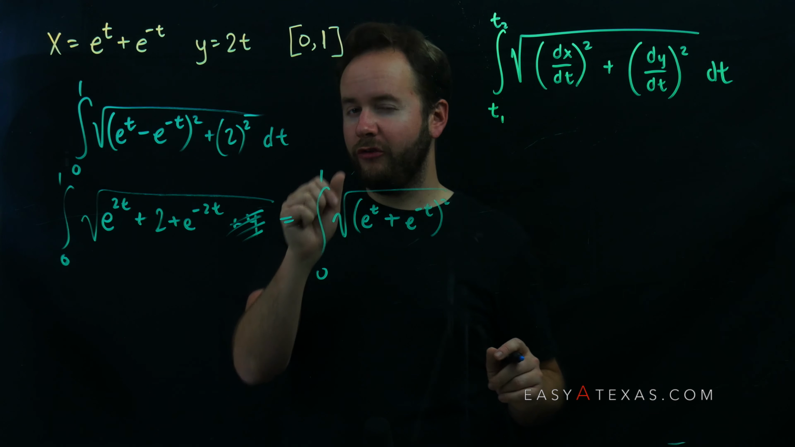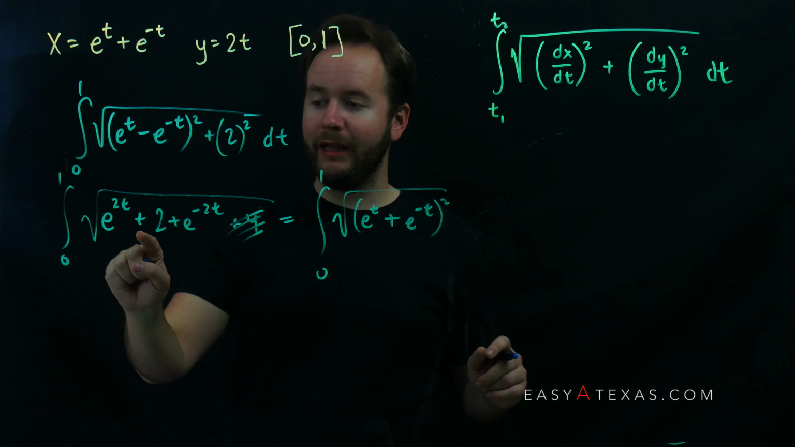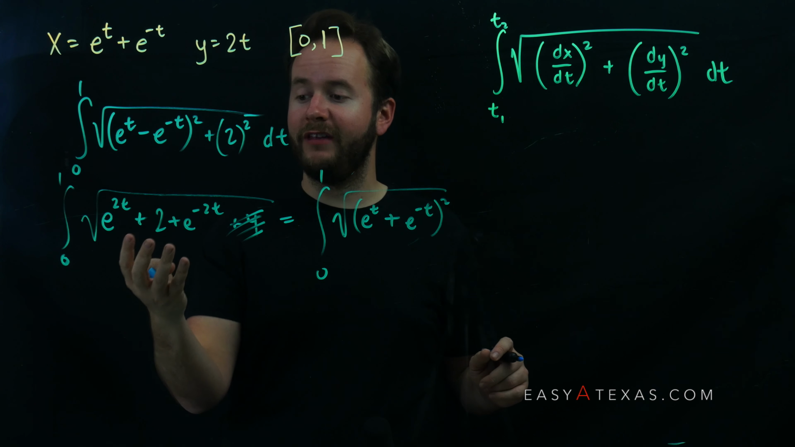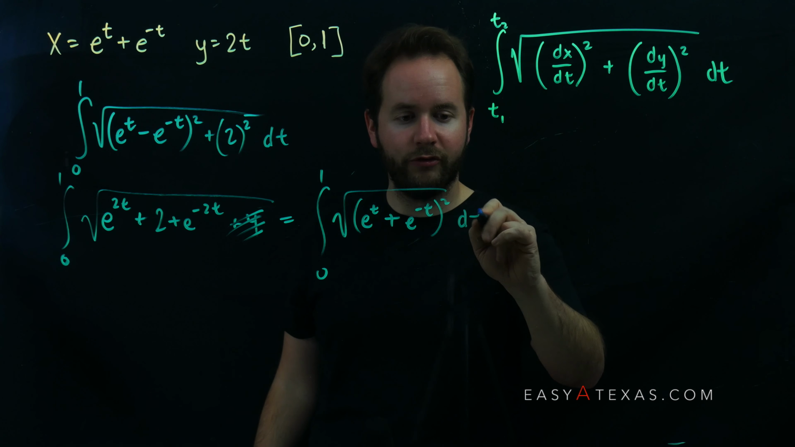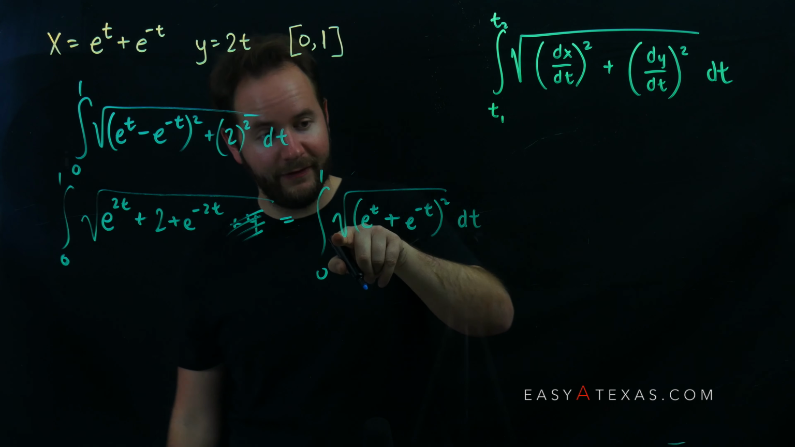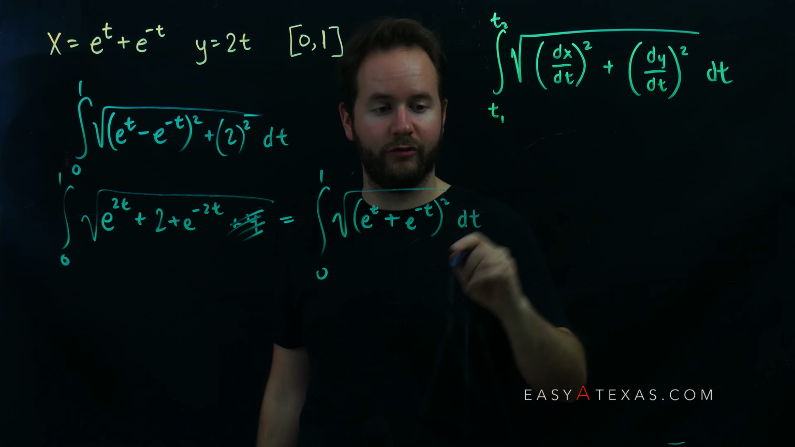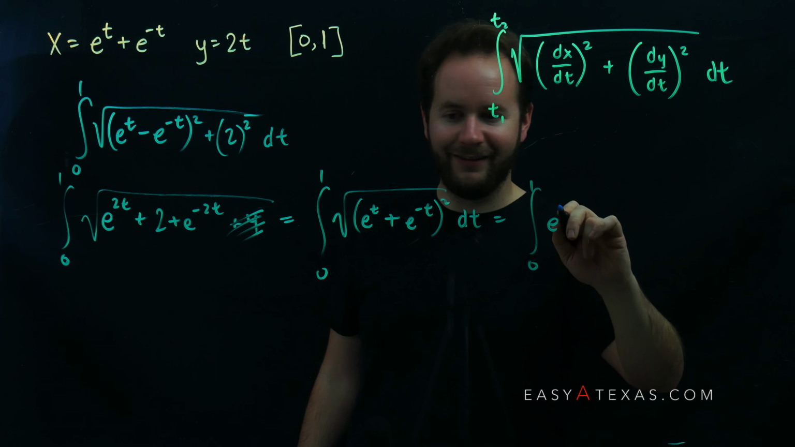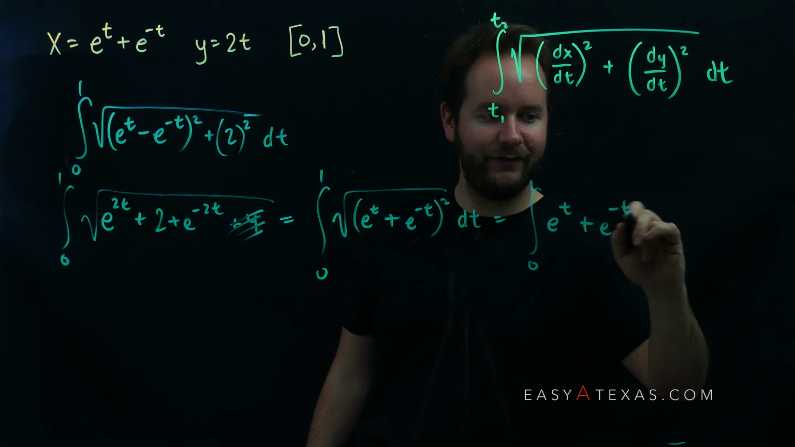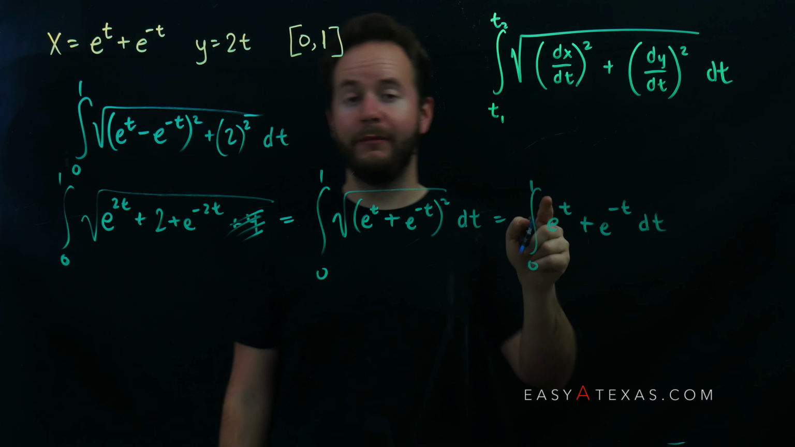So it's just a quick thing you should recognize, is that when I squared this out, I had a minus 2, but now that I have a plus 2, it stems from the same idea, but instead of a minus being here, it's now a plus. So I want to go ahead and square root this, which is really convenient because taking the square root of something squared just cancels the square root. So this is going to be the integral from 0 to 1 of e^t + e^(-t) dt.